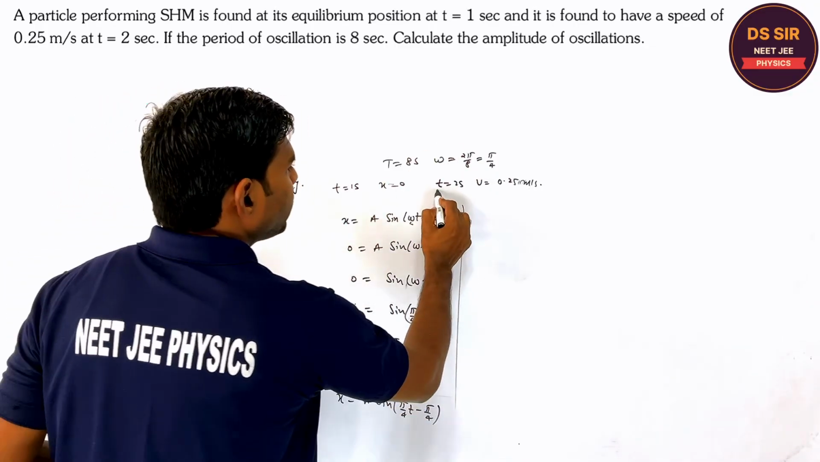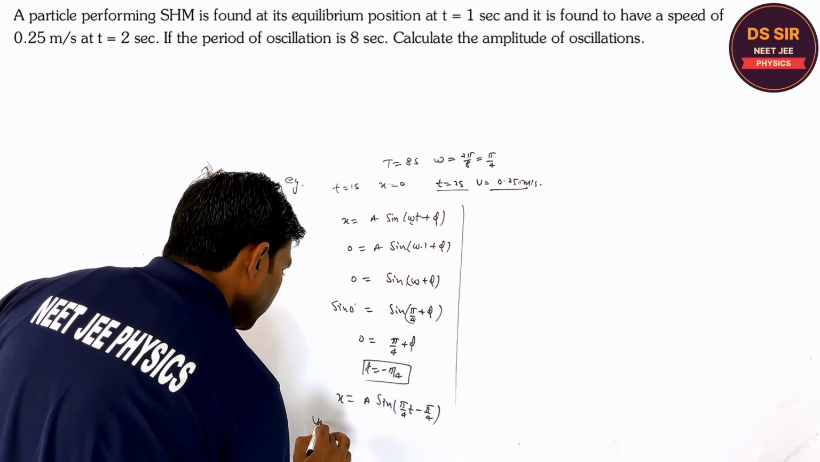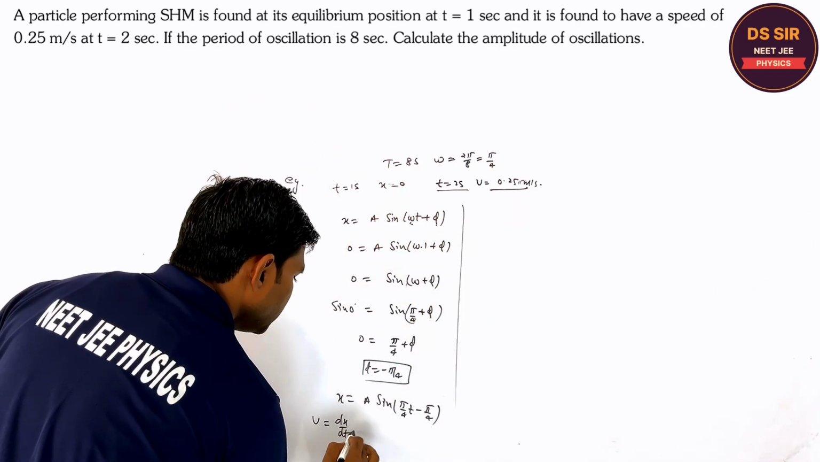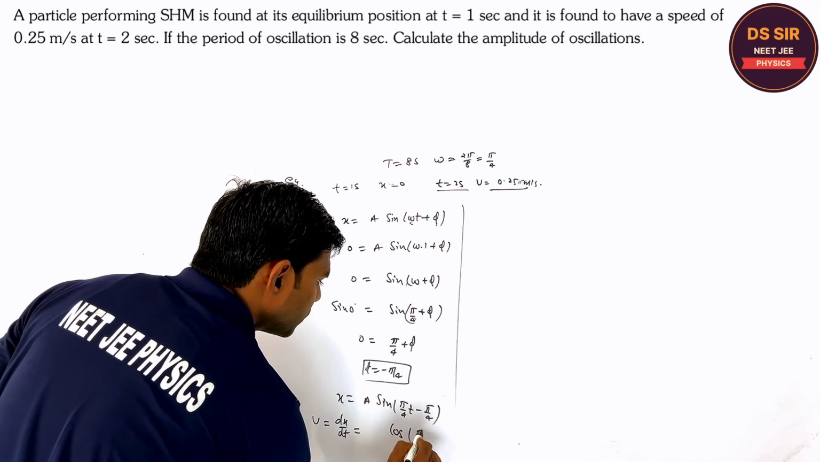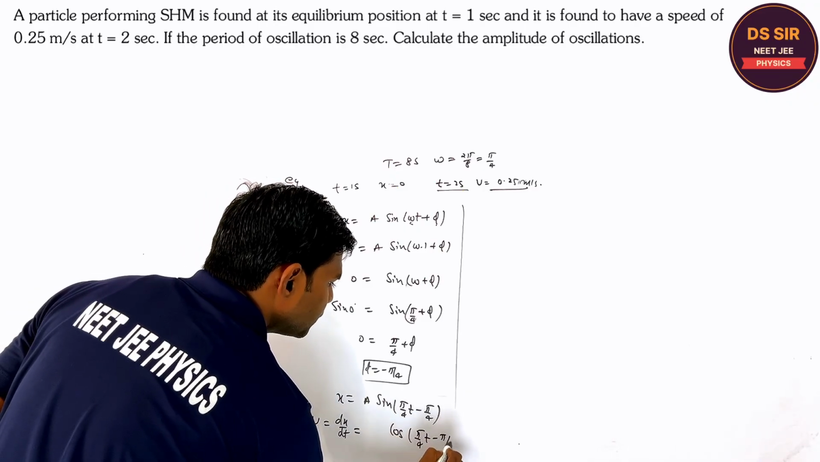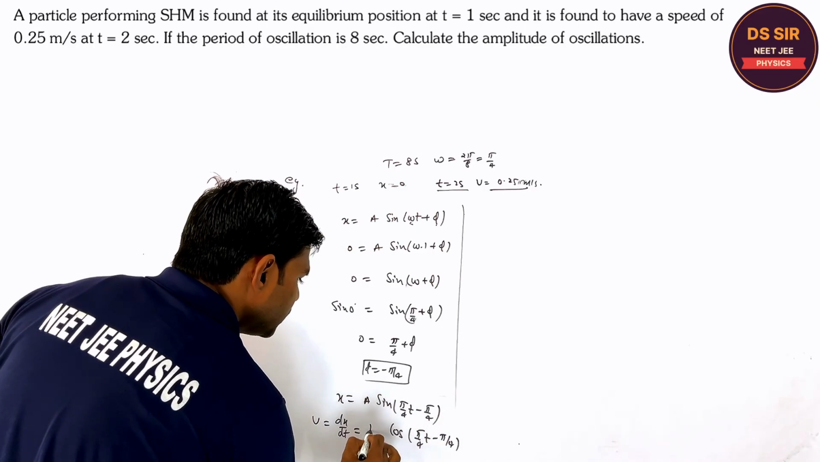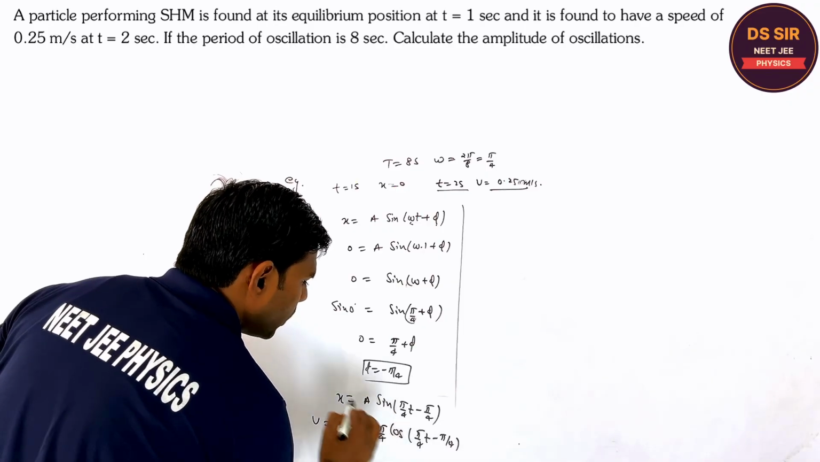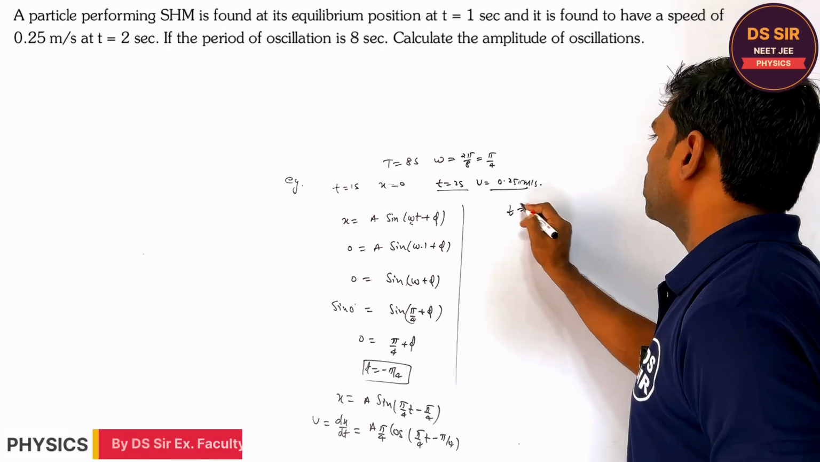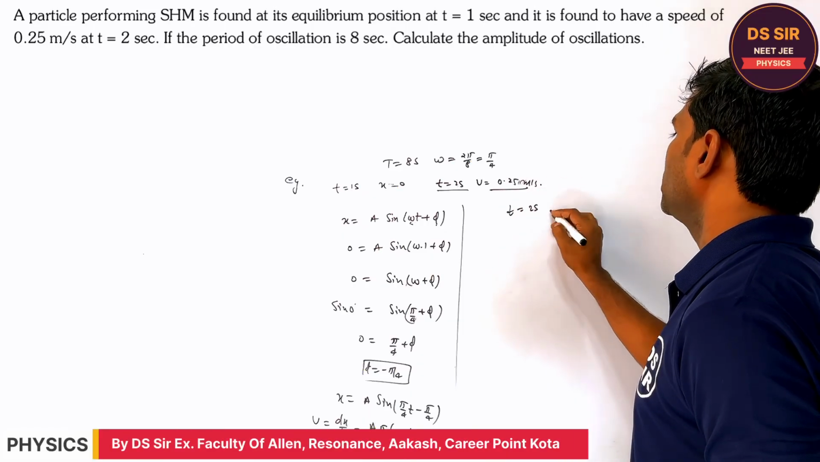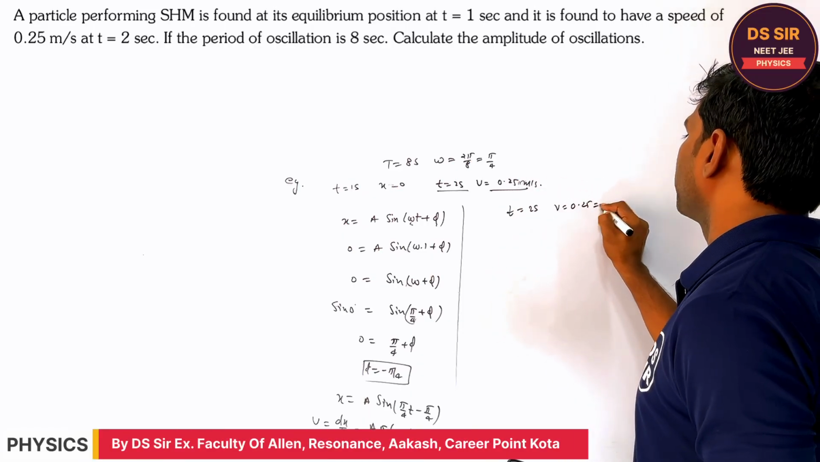And also they have given the velocity. So how to find the velocity? Differentiating this, dx upon dt. So sine differentiation is cos, and again differentiation gives a into omega. I think you are getting the differentiation. And velocity at t equal to 2 seconds is 0.25, right?